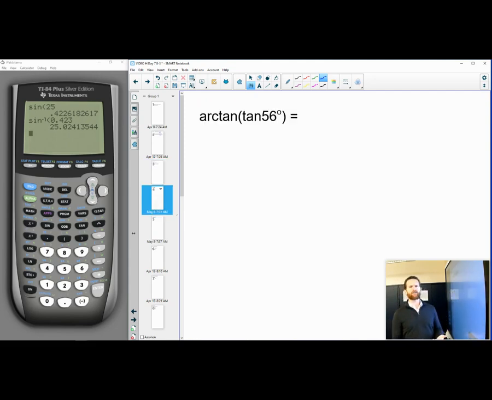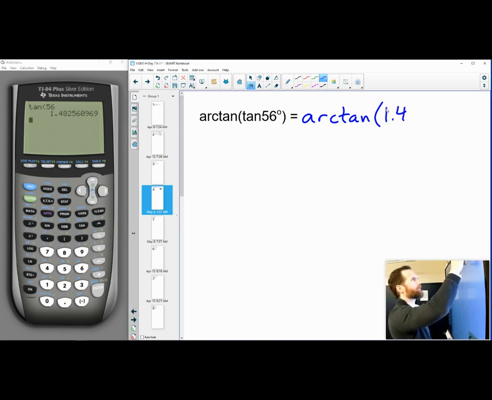Let's do another one. So now we have arctangent of tangent of 56. Now we've got to use our order of operations here. We always start inside the parentheses. So we're not going to do anything with the arctangent outside. We're going to start inside with the tangent of 56. So the arctangent just comes along for the ride. Let's type in tangent 56. We can clear that out. Tangent 56, let's see what we get. 1.483 it rounds to.